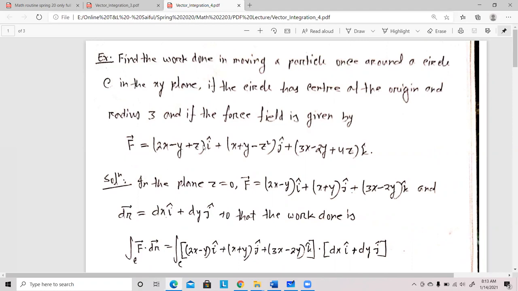So a force is acting on a particle, and the particle is moving around a circle C in the xy plane whose center is the origin and radius 3. Now we have to find the work done, and we know the work done in terms of integral is the line integral of F dot dr that we already read in our previous class.